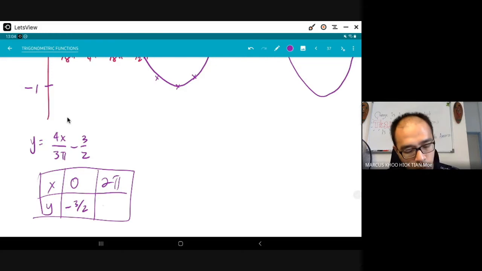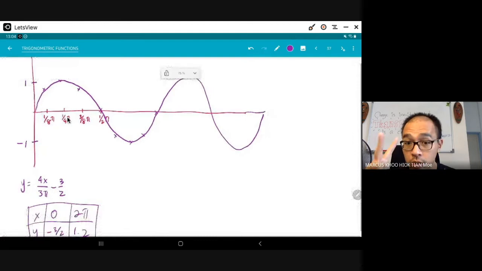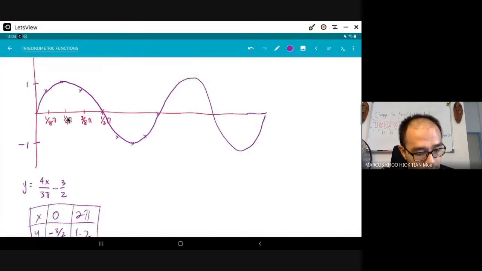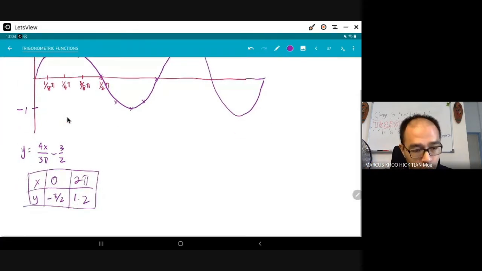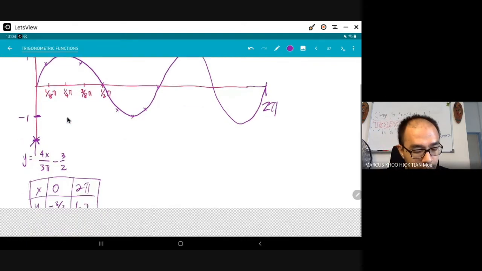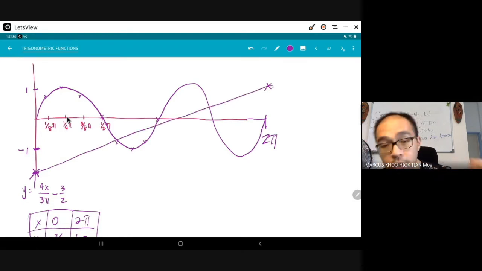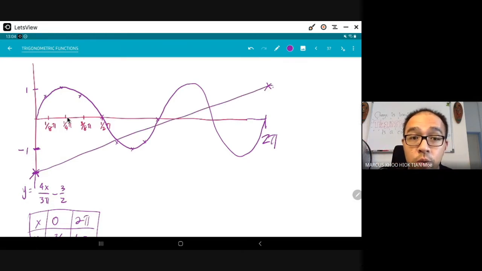About 1.2. Once you get that, you plot the 2 points, as we said just now. So 0 is negative 3 over 2, which is about negative 1.5. You have negative 1 here, so negative 1.5 maybe about here. Then at 2 pi it's about 1.2, so maybe somewhere here. Then you draw the straight line that connects the two of them.